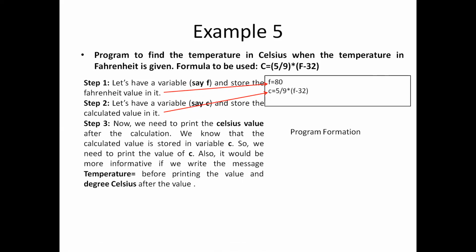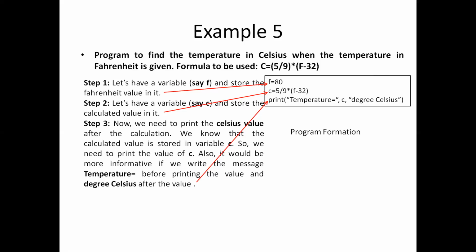And now the value of C has been calculated, and you need to print the value of C. But before printing the value of C, it would be more informative if you print temperature equal to, and print degree Celsius after it. So how are you going to do that?